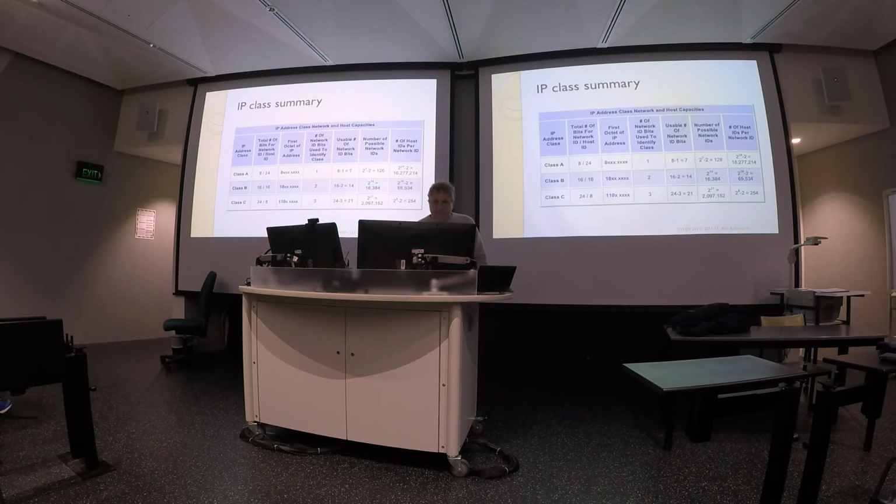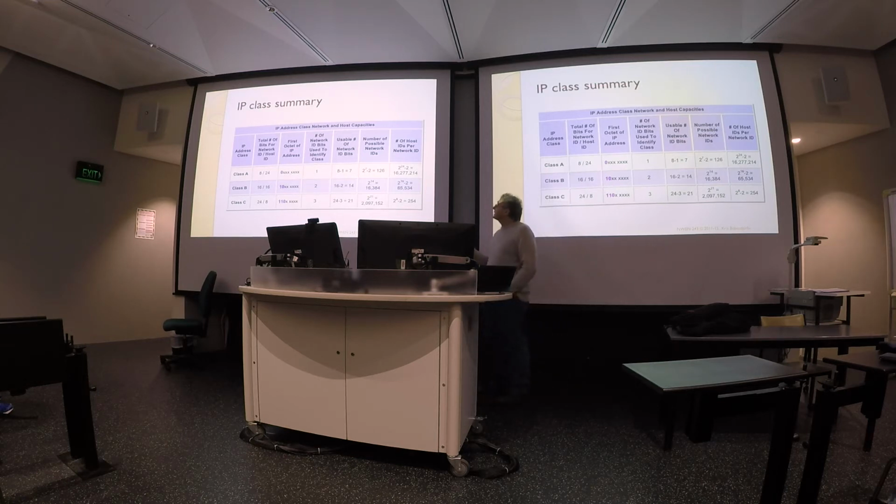Alright, so here's a summary table. I'm not going to go through this, it is here for your reference, but there's the split between host bits and network bits. These are the identifying class most significant bits. We use 1, 2, and 3 bits to identify the classes.